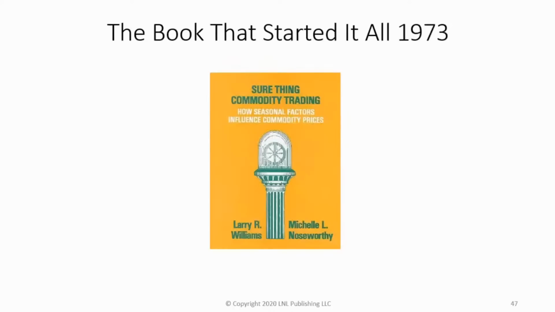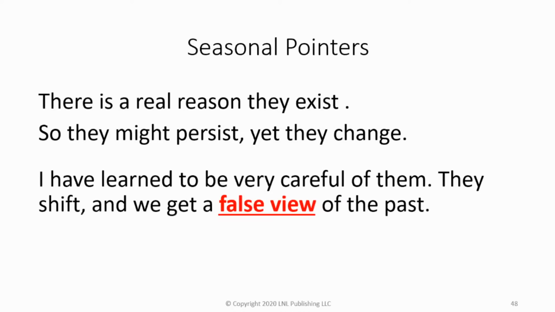You had mentioned seasonals with Sherman a little bit, and I do want to wade into that here, Richard. In 1973, I wrote Sure Thing Commodity Trading: How Seasonal Factors Influence Commodity Prices. This was the first book ever written on seasonality and commodity prices. It hadn't been done before. It started this whole cottage industry. Everybody has seasonal patterns now, and I really made some major errors in that book. I'll get to that in a moment.